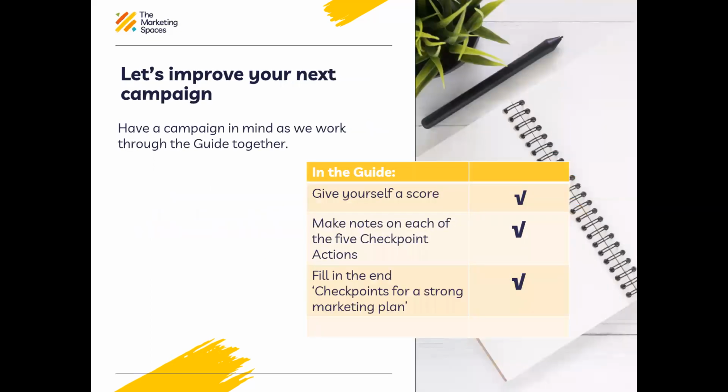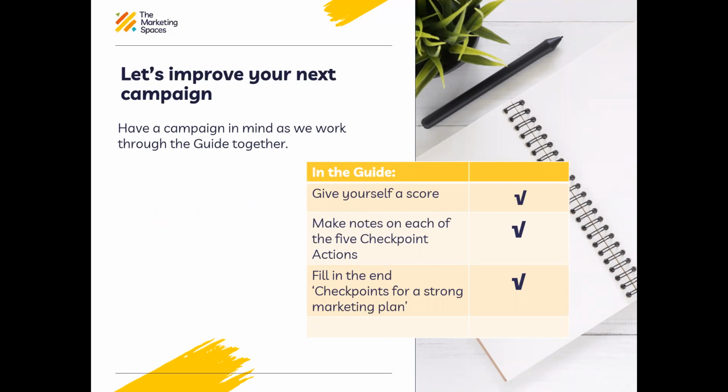So let's improve your next campaign. I would advise that you have a campaign in mind as we work through the guide together. And what I'm going to ask you to do is, for each section, give yourself a score. So you can say, right, I've scored 3 out of 3, I've scored 1 out of 3. And that's really handy because then, of course, the idea is you improve on that score.